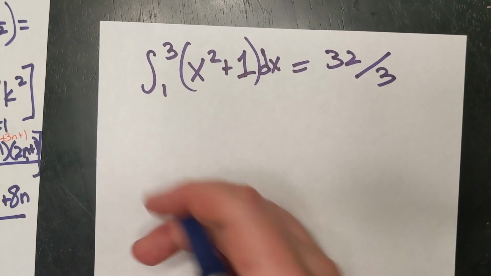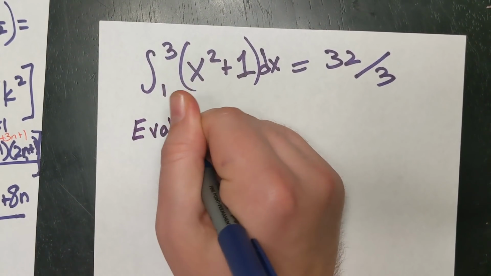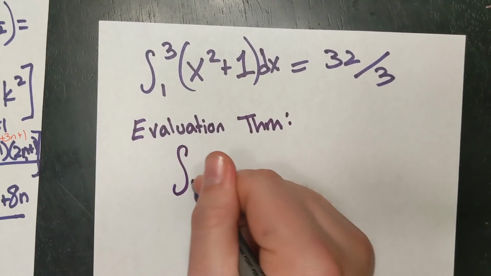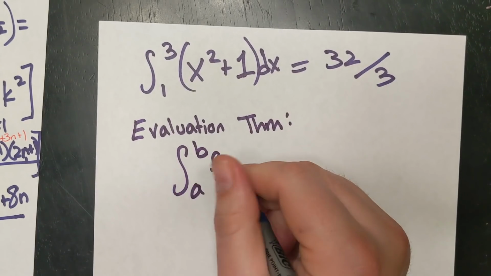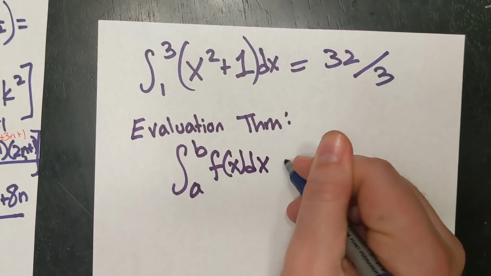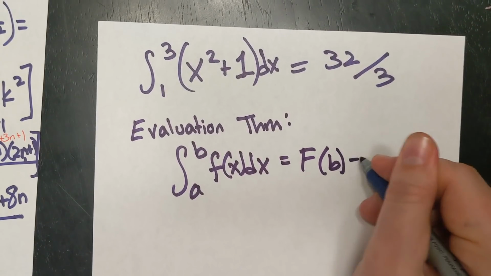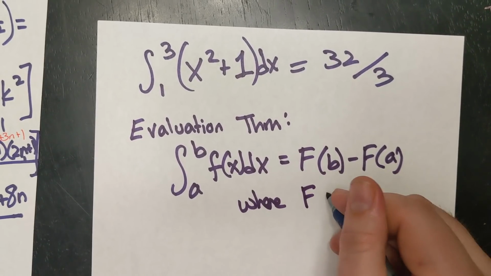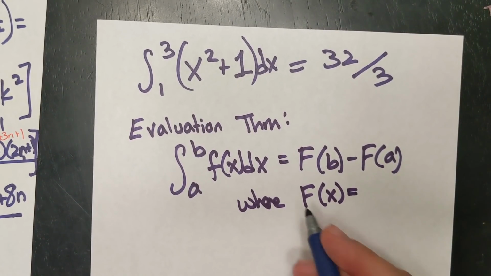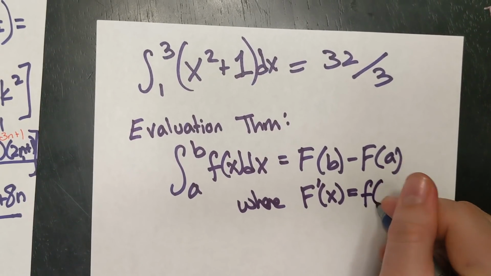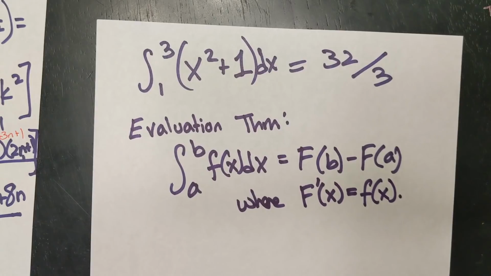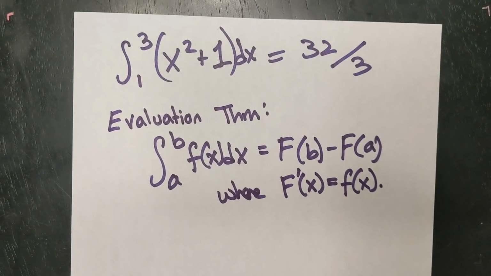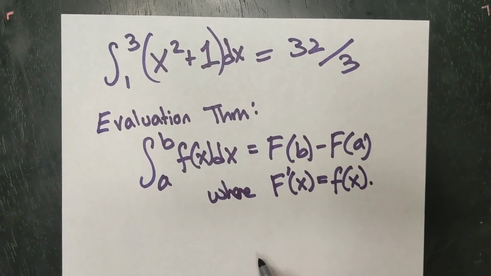So remember what the evaluation theorem says. The evaluation theorem tells us that the integral from a to b of little f of x dx is big F of b minus big F of a, where big F of x is the antiderivative. So the derivative of big F is little f of x. Big F is the antiderivative of little f. And so let's go ahead and check that this holds true by using the evaluation theorem.